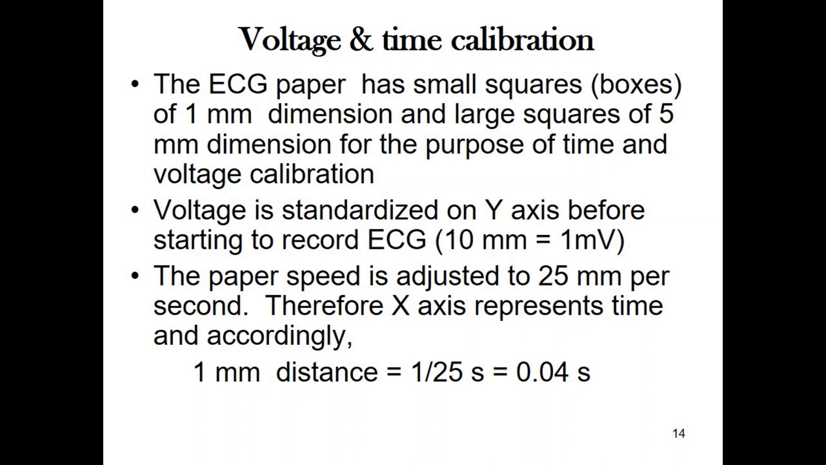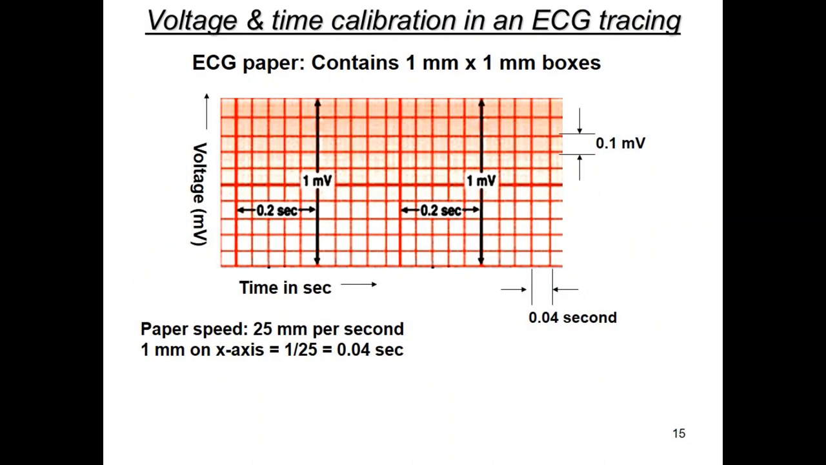On the x-axis is the time, because the speed is known. Normal speed used in humans is 25 millimeter per second. Therefore, the ECG paper runs with a speed of 25 millimeter each second. So that means 1 millimeter distance is 1 by 25, that is 0.04 second. 25 millimeter is 1 second, 1 millimeter is 0.04 seconds. So when the paper moves by 1 millimeter, you have spent about 0.04 seconds. So if a wave or a line crosses 0.04 seconds, it has crossed 1 millimeter distance.